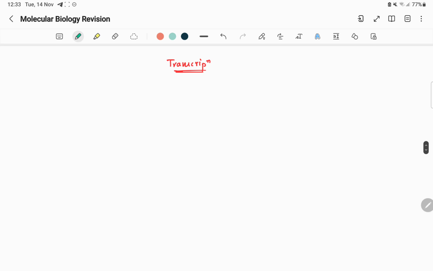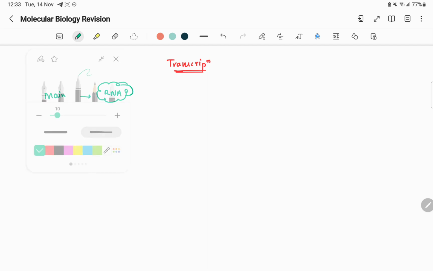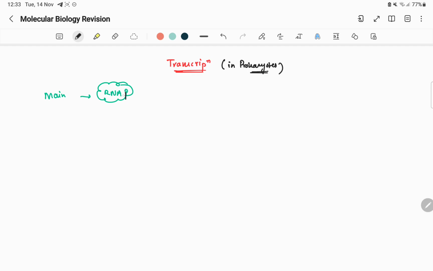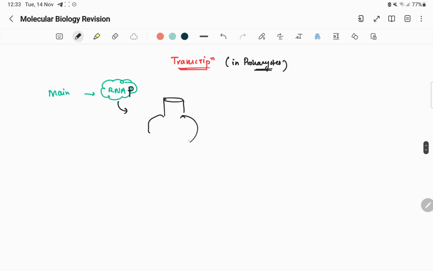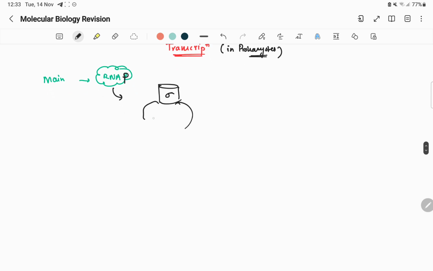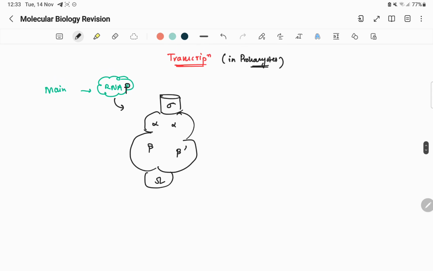Here the main enzyme is RNA polymerase. We are talking about transcription in prokaryotes first, then we'll talk about eukaryotes. The structure of RNA polymerase in prokaryotes is somewhat like this: a sigma cofactor, two alpha subunits, a beta subunit, a beta dash, and an omega subunit. So you have a cofactor and a core enzyme here.